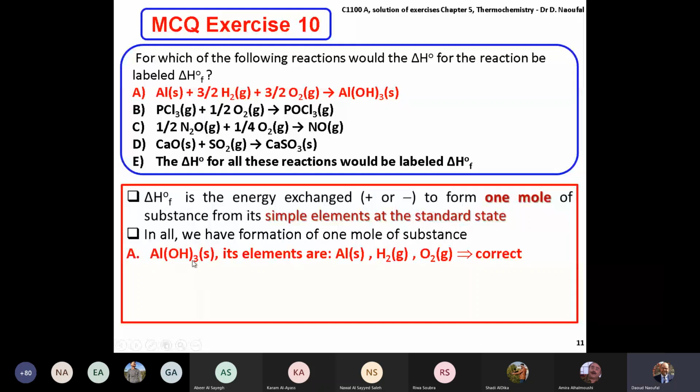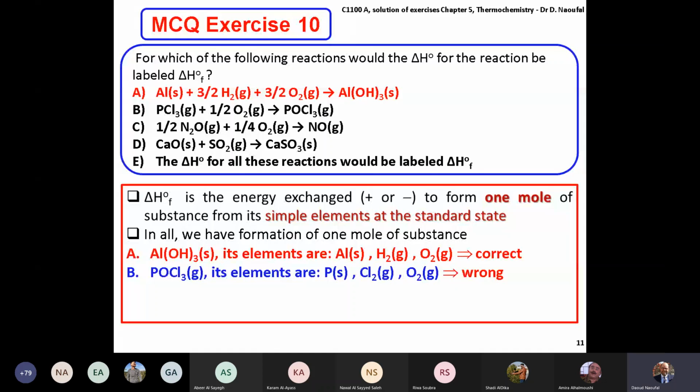AlOH3 is composed of Al, O, and hydrogen. The simplest element of Al is Al solid. That of oxygen, O2 gas, and hydrogen, H2 gas. So the reaction in A is the formation of 1 mole of the substance from its simple elements at the standard state. So A is correct. B is incorrect, since PCl3 is a compound, a molecule.